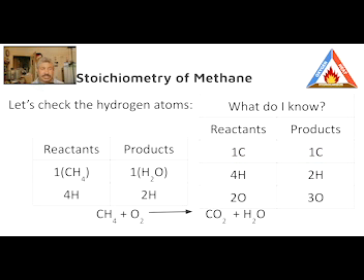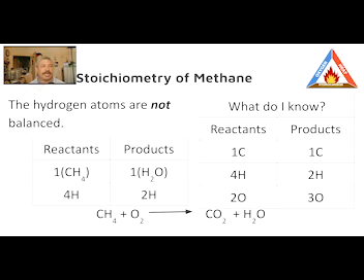Now let's check the hydrogen atoms. I see that methane is the only molecule in the reactants that has hydrogen. There's 4 of those. Water is the only molecule on the product side that has hydrogen, and there's 2 of those. I see that my hydrogen atoms are not balanced. What do I do? Take a moment to figure out what you would do.